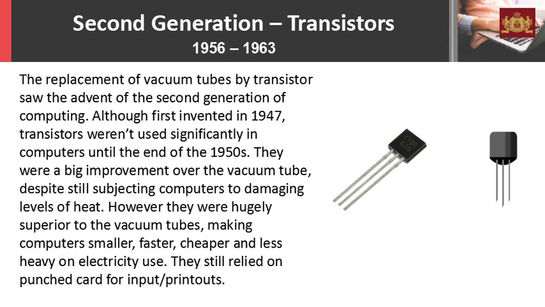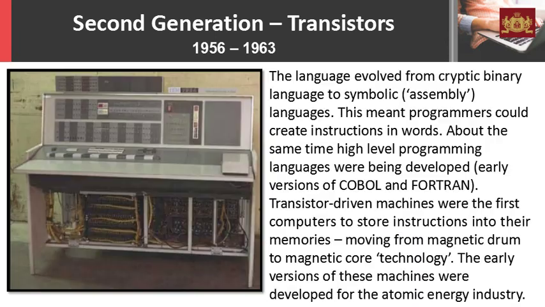They still relied on punched cards for input and printouts for output. The language evolved from cryptic binary language to symbolic, assembly languages. This meant programmers could create instructions in words. About the same time, high-level programming languages were being developed, early versions of COBOL and Fortran.